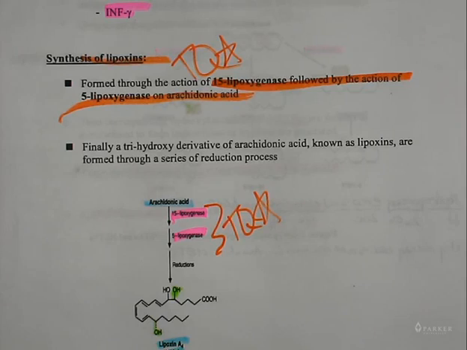Lipoxins are produced by lipoxygenase. Now, specifically, please know this. The action of 15 lipoxygenase followed by 5 lipoxygenase produces a lipoxin. Remember, the leukotrienes are synthesized by 5 lipoxygenase. A lipoxin is made by going down the 15 lipoxygenase pathway and then the 5 lipoxygenase pathway in that order.